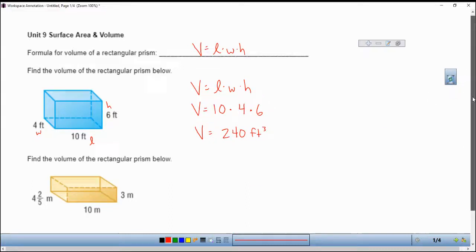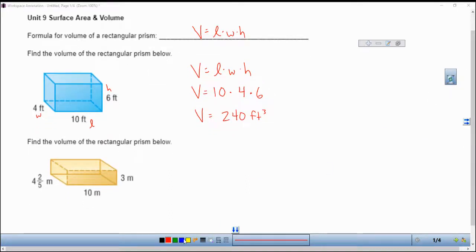All right. The next one's slightly different, even though it's still the same type of figure. It's a rectangular prism, but this one has a mixed number involved. So volume equals length times width times height. We're going to swoop that mixed number: 5 times 4 is 20, plus 2 is 22 fifths. And then the other numbers we can change into fractions too: 10 over 1 and 3 over 1.